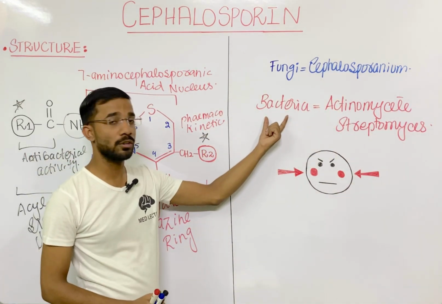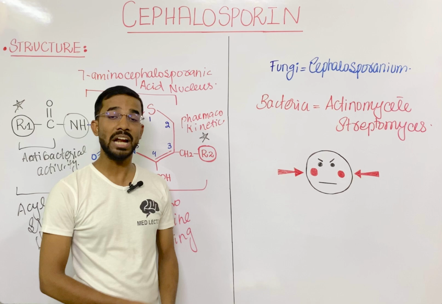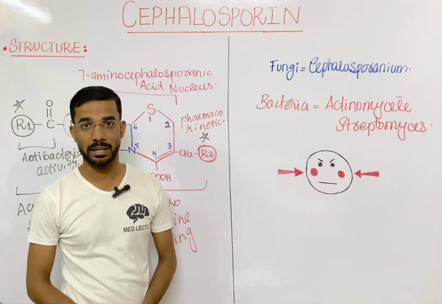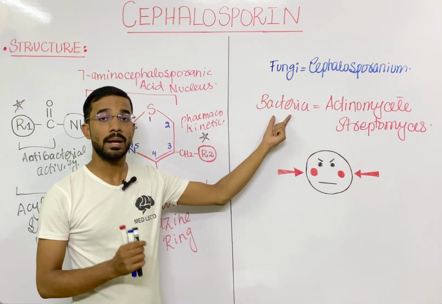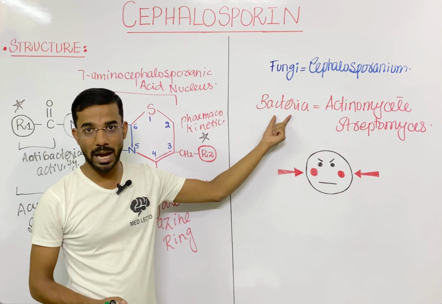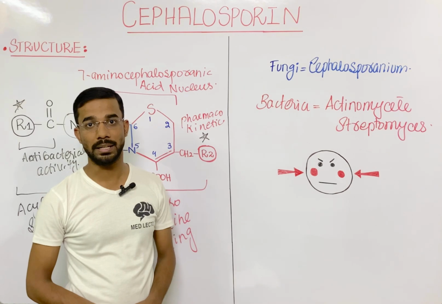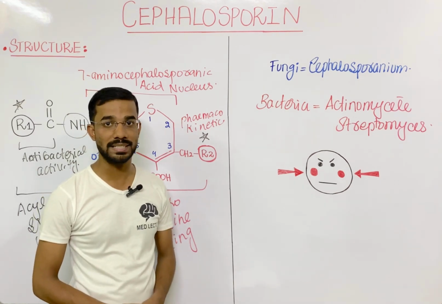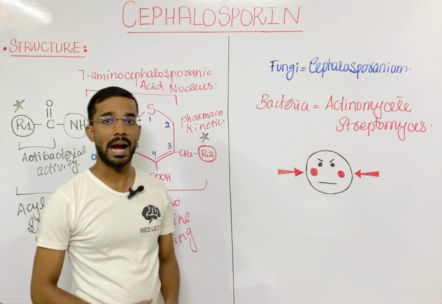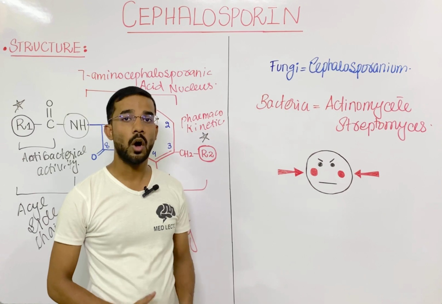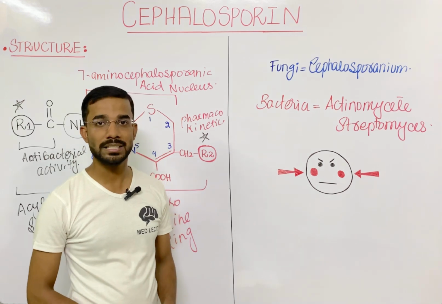But the important thing to remember is that we get this cephalosporin from certain types of bacteria, and we use the cephalosporins against different types of bacteria. That is quite confusing, and it is important to remember. Cephalosporin is an antibiotic that is used against bacteria, or you can say cephalosporin is a beta-lactam antibiotic due to the presence of the beta-lactam ring.